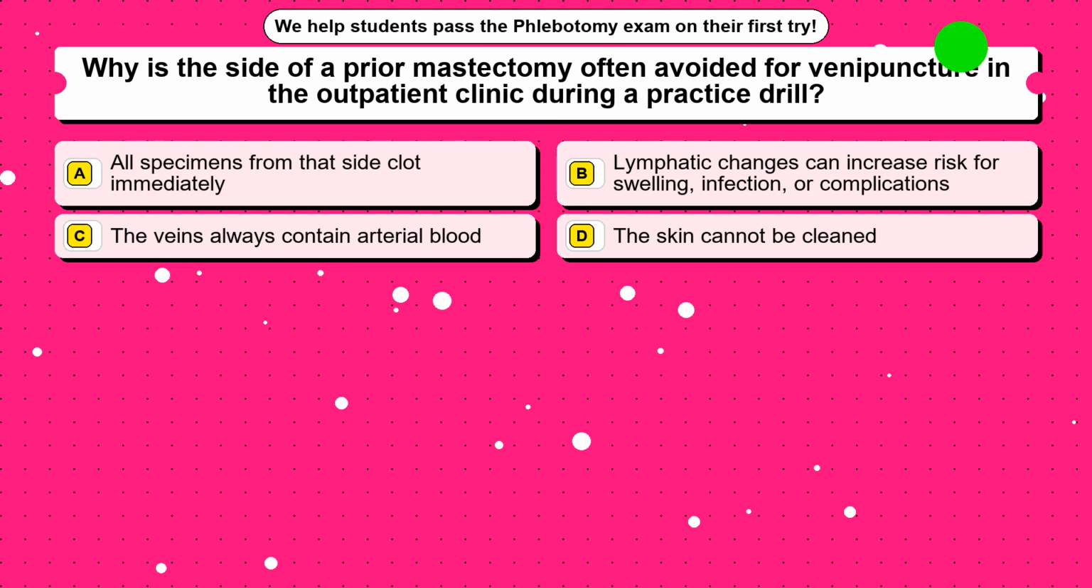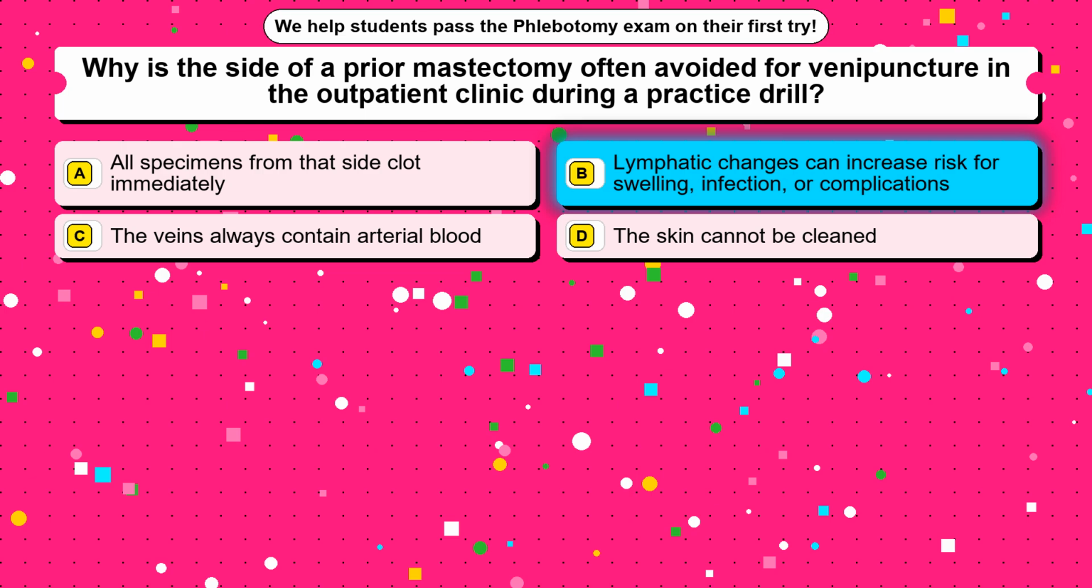Question 43. Why is the site of a prior mastectomy often avoided for venipuncture in the outpatient clinic during a practice drill? Option A. All specimens from that side clot immediately. Option B. Lymphatic changes can increase risk for swelling, infection, or complications. Option C. The veins always contain arterial blood. Option D. The skin cannot be cleaned.